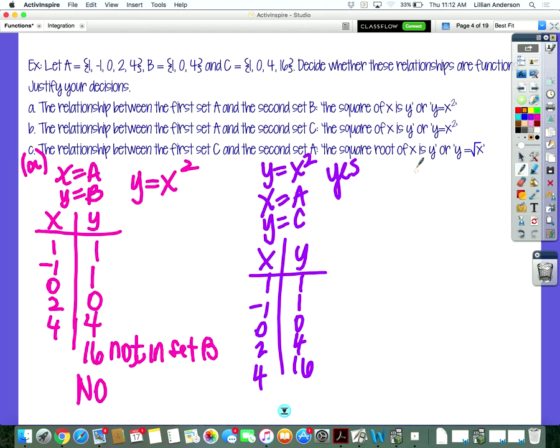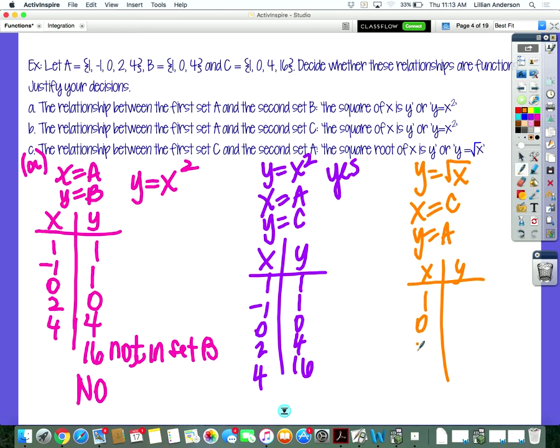What about the last one? This time was different. It was the square root of x. What represents your input? C. And your output? A. So when you plugged in, you were plugging in 1, 0, 4, and 16, all of them perfect squares, the square root of 1, 0, and so on. Were these all numbers in set A? Yes. No, it just has to be in. It doesn't have to be all. You just have to make sure all the numbers we're looking for are in the set. You don't have to fill out the set. Questions? So far, are we okay on functions?